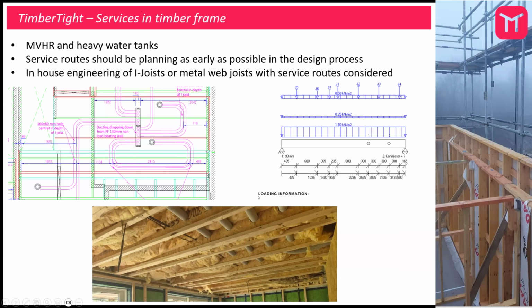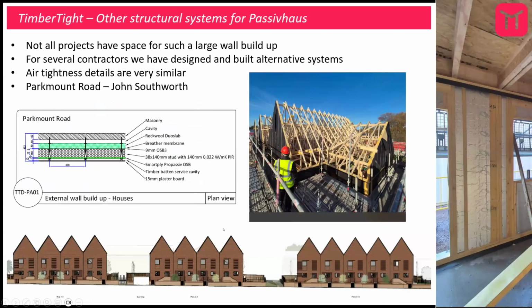Another key consideration, we get the M&E layouts and the service layouts, and we design and engineer joists so that pipes and MVHR ducts can pass through. We do a lot of other systems as well for Passivhaus, where we haven't got as much space for external walls. This is an ongoing project at Parkmount Road in Manchester, and we just started on site with this system.